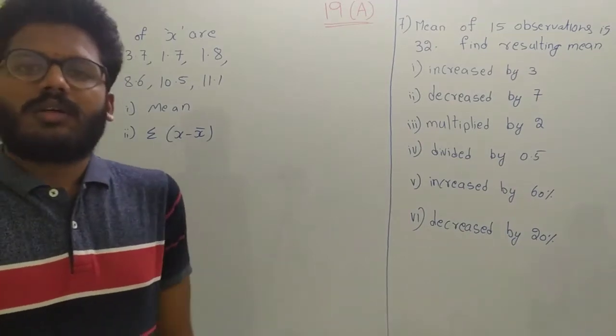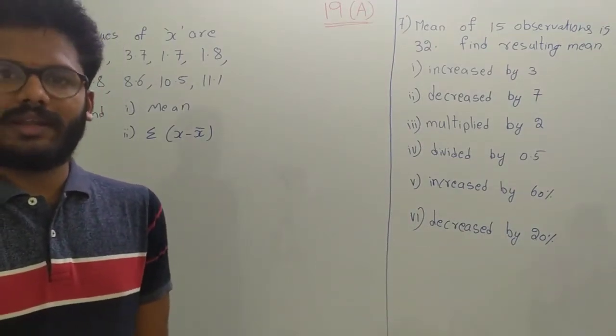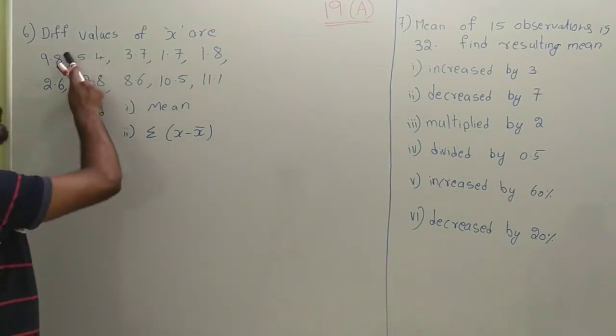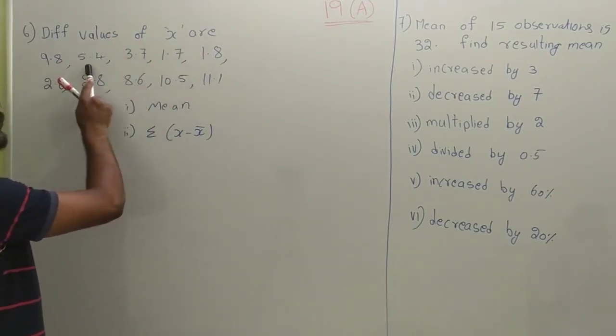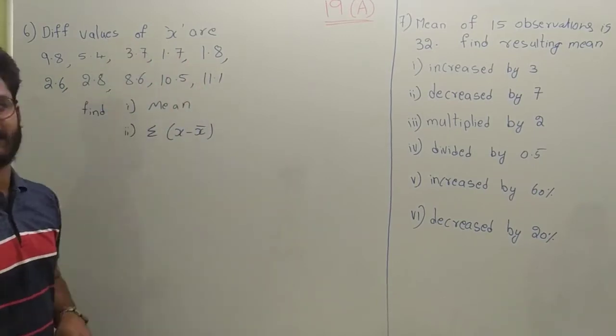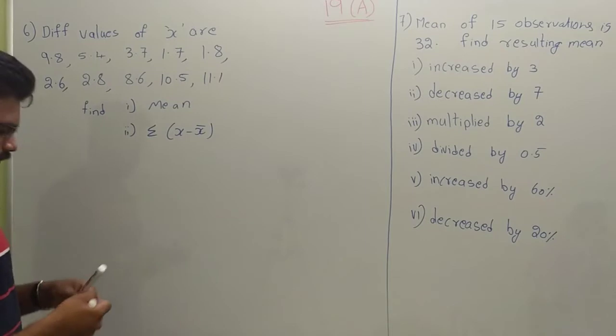Hello everyone. Moving on to the next problem in 19A. Sixth problem. What is it? Different values of x are 9.8, 5.4, 3.7 and so on. They give 10 values of variable x. And what do you have to find?